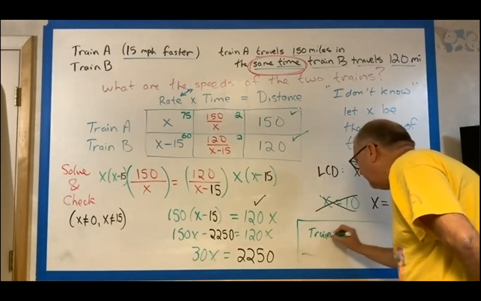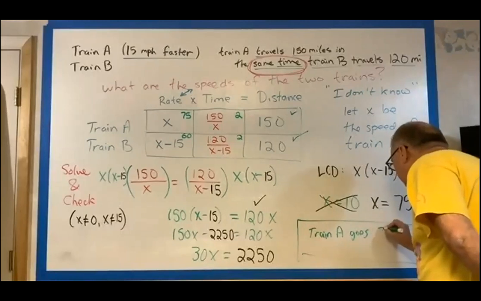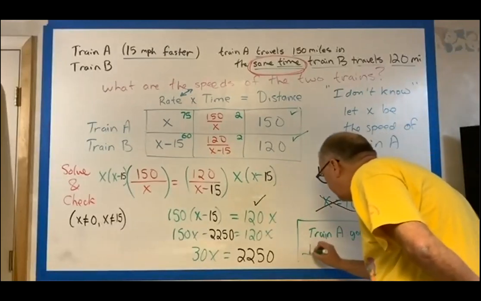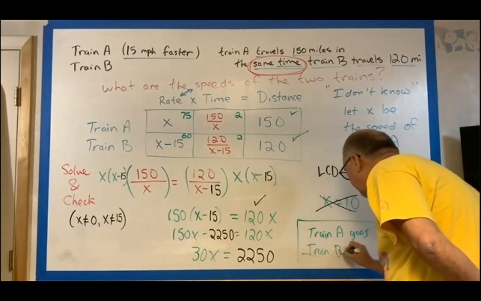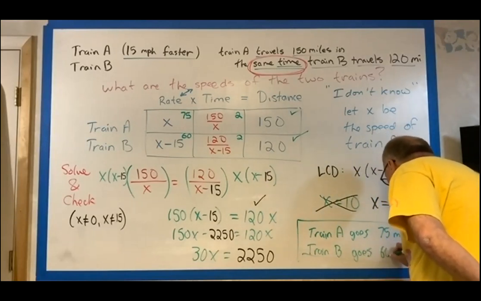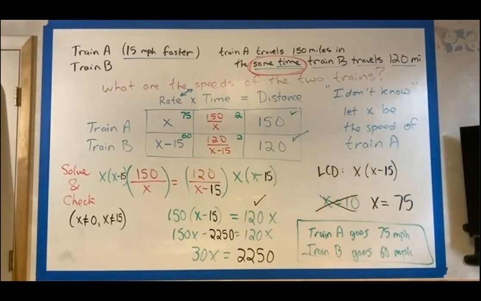Train A goes 75 miles per hour. Train B goes 60 miles per hour. We checked it. We know it works. We're happy.